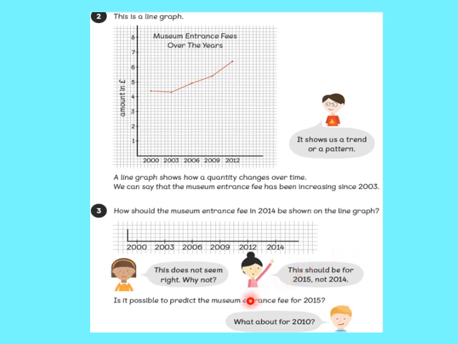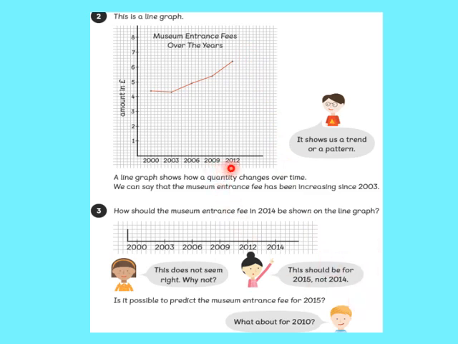Now it also says, is it possible to predict the museum entrance fee for 2015? Well, if we look at our graph, 2015 isn't on it, but what we can see is that over the years, the price to get into the museum has been going up and up and up. So we can safely make a prediction that the price will have increased in 2015. Sam also asks, what about for 2010?